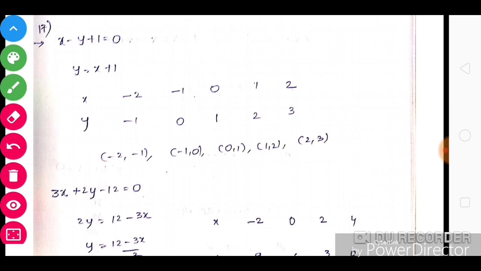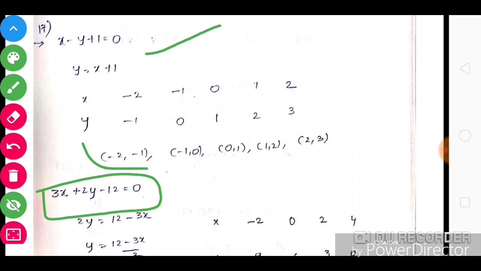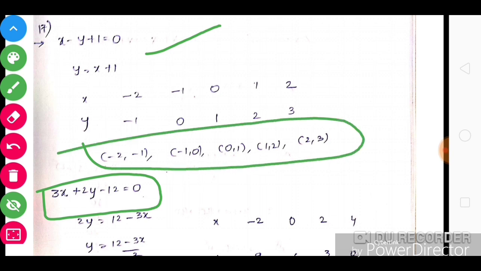And graph you can solve easily. So one line is x minus y is equal to 1, x minus y plus 1 is equal to 0, and another line is 3x plus 2y minus 2 is equal to 0. For the first line we'll get these 4 or 5 points, and for the other line we'll also get different points.